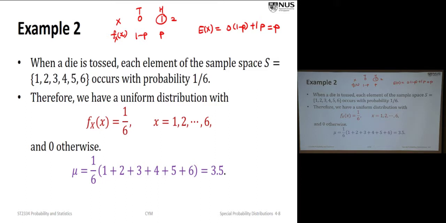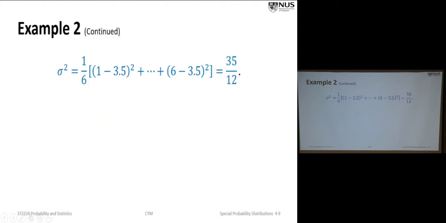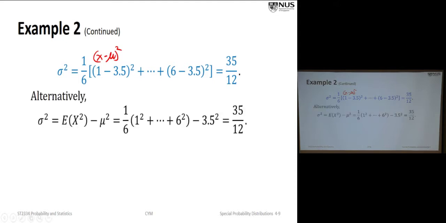The general formula is x times the corresponding probability of x, equal to that value. Remember that. Similarly, we work out the variance. X minus mu squared. So for each value, we calculate it and multiply the corresponding probability, which is 1 over 6. So the variance is 35 over 12. Of course, we can use this formula and get the same answer.